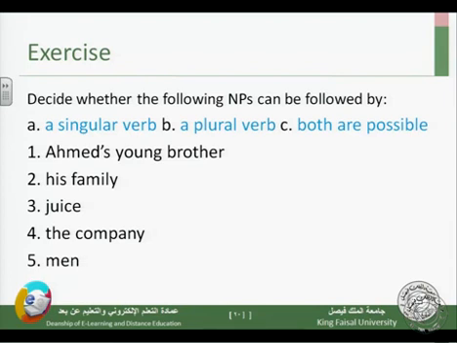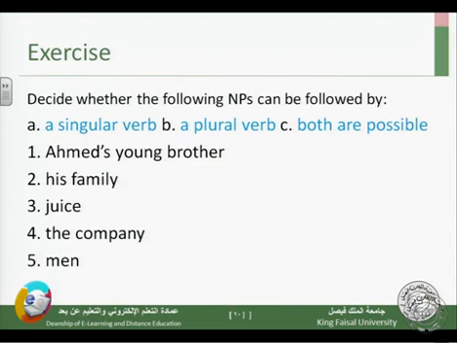So in the first example, Ahmed's young brother. So we have an NP here. This is not a full sentence. This is just the noun phrase, an NP. So Ahmed's young brother. Can we follow it by a singular verb? Can we say Ahmed's young brother is? Yes, we can. So it can be followed by a singular verb. Can we say Ahmed's young brother are? No, we can't. So it cannot be followed by a plural verb. So the answer for number one is A.